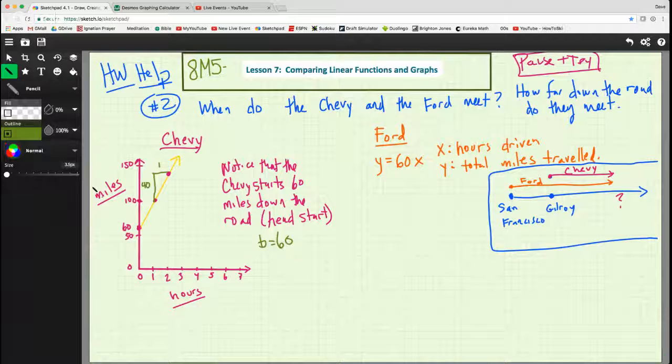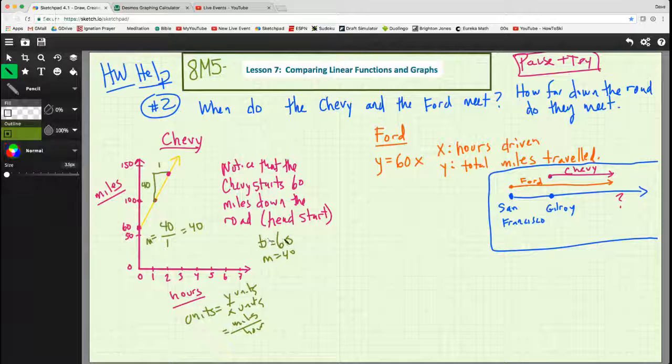My y over my x is my units. My units equals y over x. My y units over my x units. And so that's miles per hour. That's my units. And then my rate is 40 over 1. Or 40. So my m is 40.